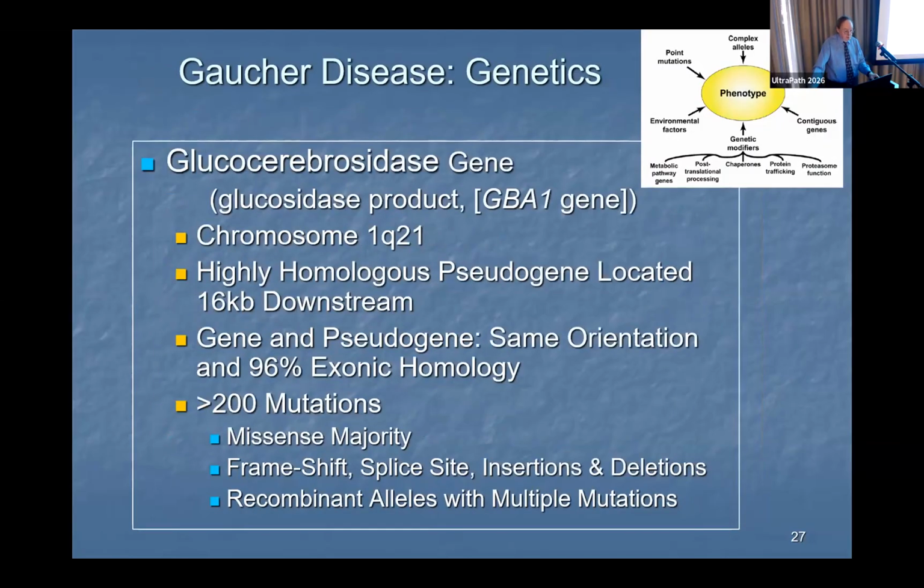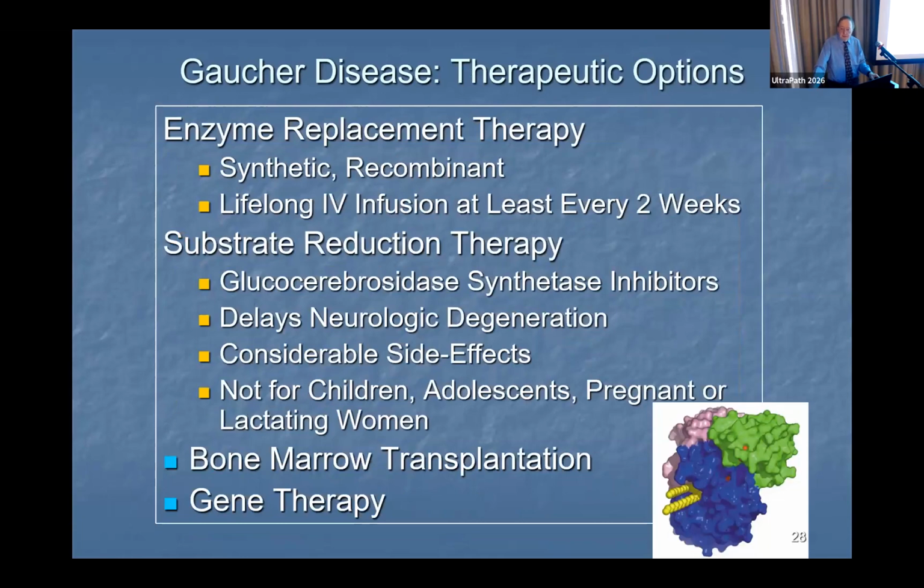So this is the gene associated with Gaucher's disease. There are over 200 mutations associated with this, with very variable types of mutations, as you can see here. So Gaucher's disease, there are therapeutic options associated with this.